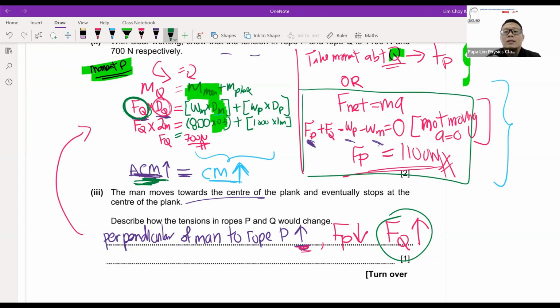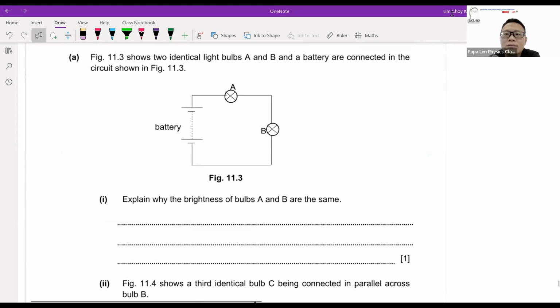Or you can look at it through common sense, whereby when you shift to the center, you will know which force is increasing. But if common sense doesn't work, it's not the end of the world. You can still rely on the mathematics, the principle of moments, to help you deduce the answer here. So even for this 1 mark, it doesn't mean the answer is straightforward or just a 1-word answer. Sometimes the 1 mark actually requires the work of a 2 or 3 marks question. So just take note of it, students.